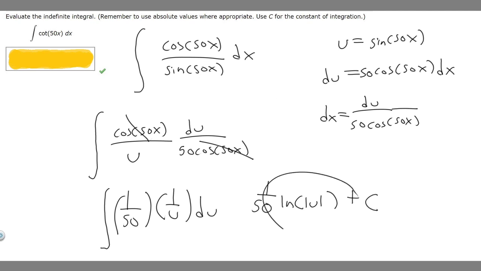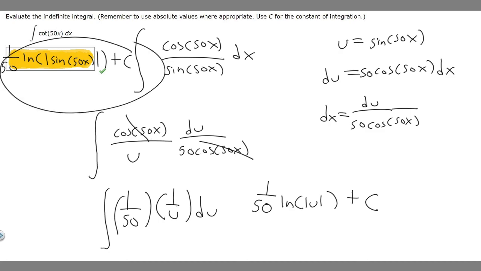And so now we got it like this. All we got to do is replace u, what we chose for u to be, so the sine of 50x. Our final answer is just going to become 1 over 50 times the ln of the absolute value of the sine of 50x, and then plus c. So this right here is going to be your final answer.